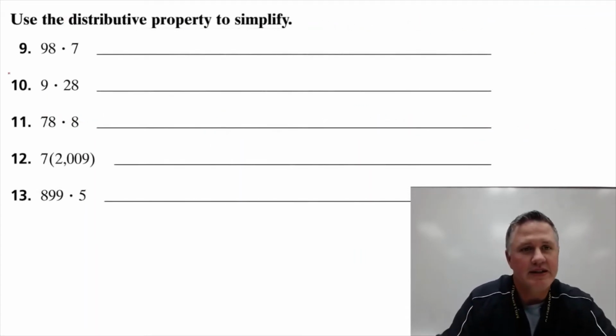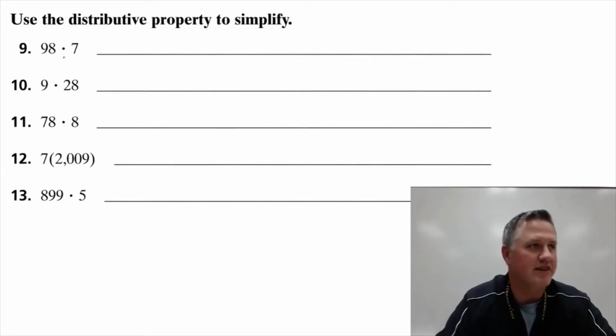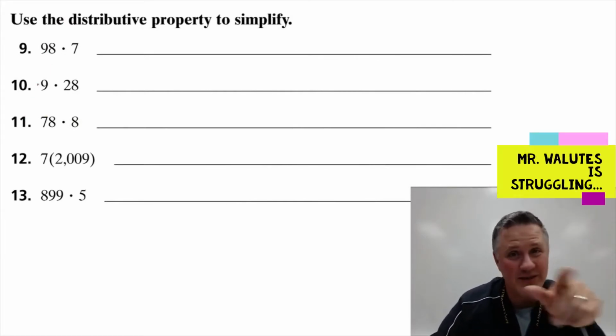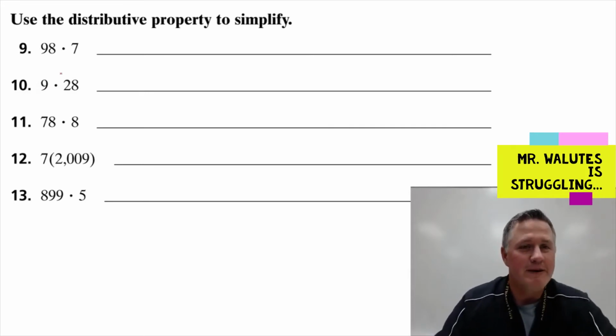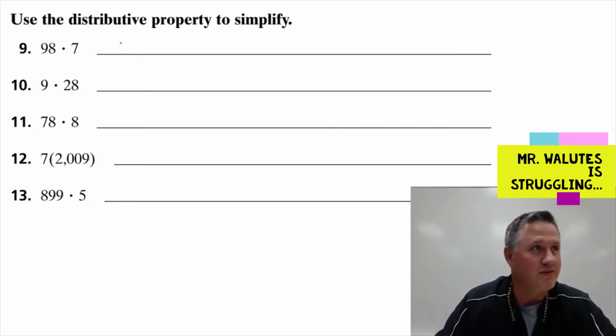All right. Next one. 98 times 7. Can you do 98 times 7 in your head? Yeah, he's struggling, guys. I'm letting you know. He's really struggling over here. I would say it's 684, 86.